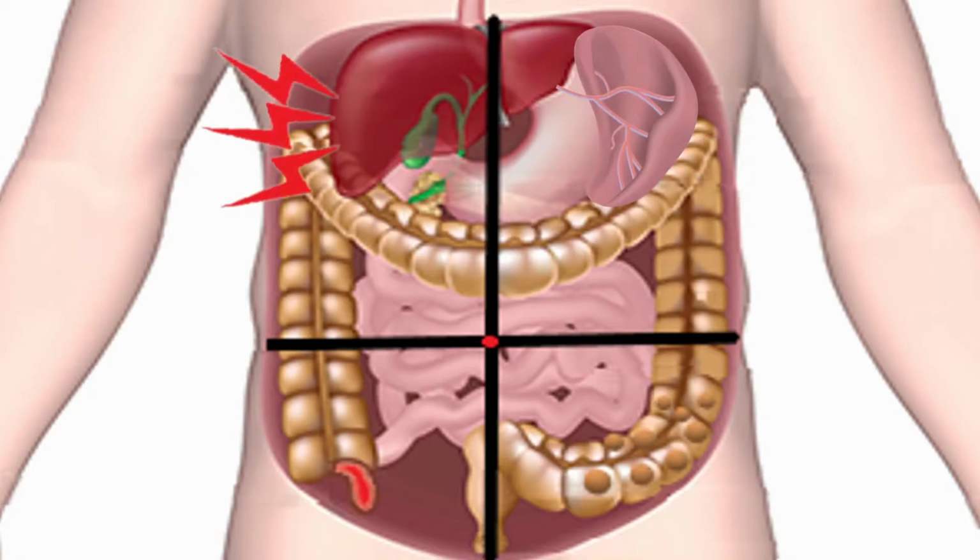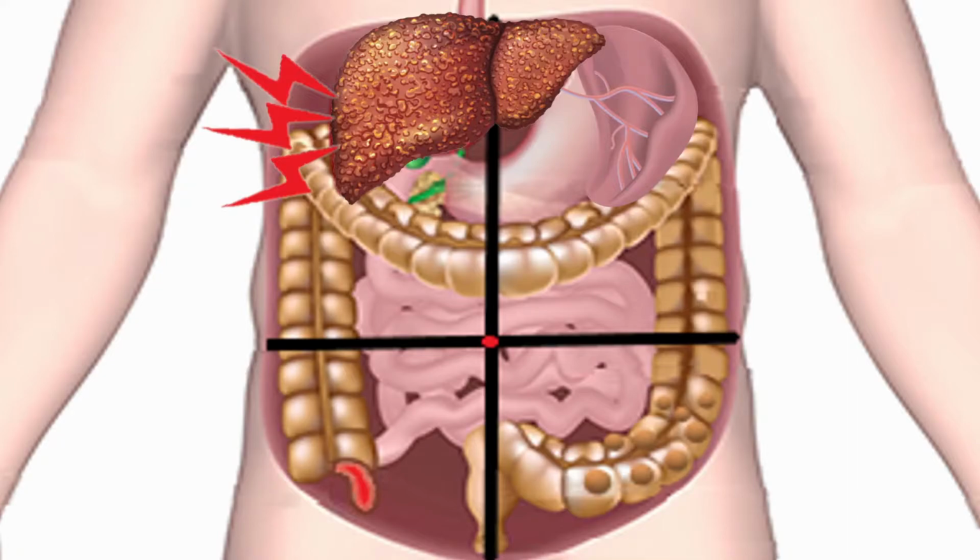Pain felt in the upper right quadrant is mainly associated with liver problems such as liver cirrhosis. It can also be triggered with cholelithiasis or formation of gallstones in the bladder.